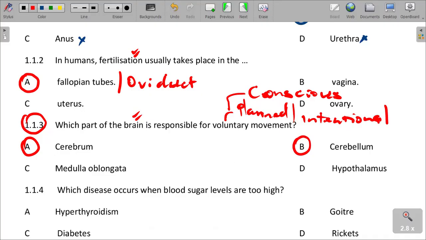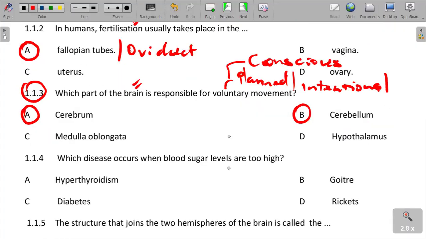I'm sure you remember that when you look at the human brain, the biggest part of the human brain is the cerebrum.